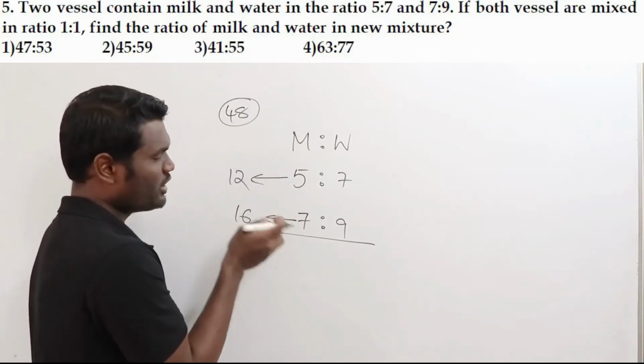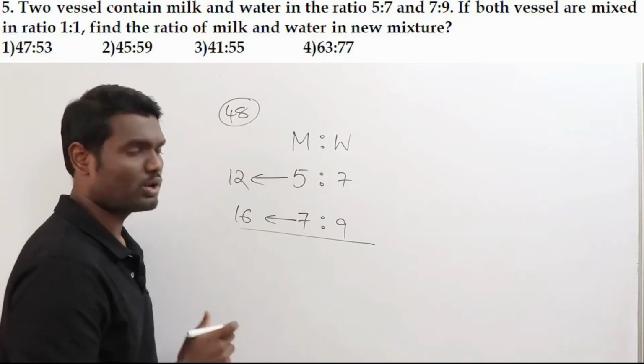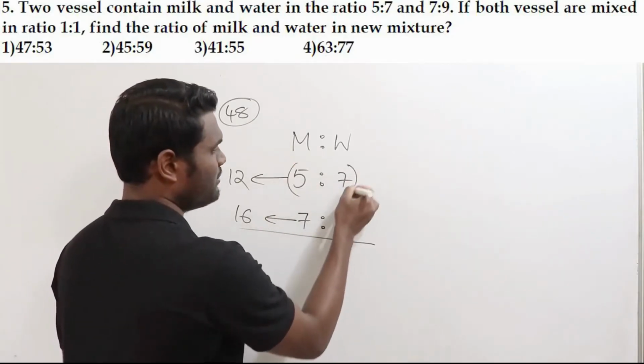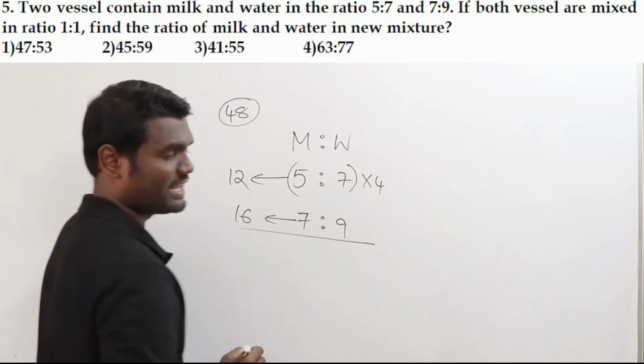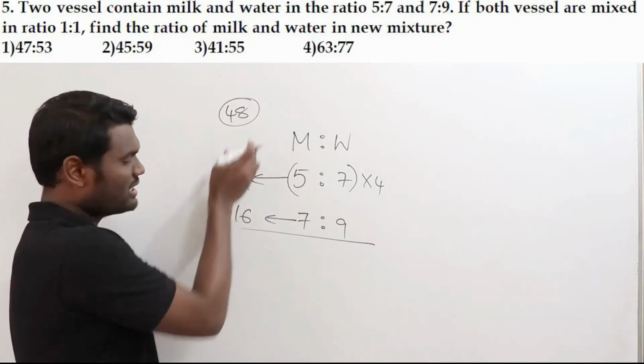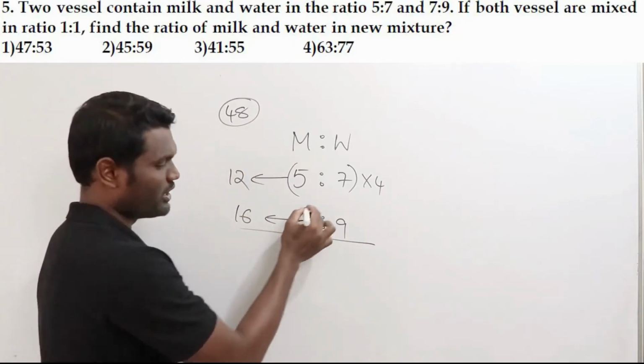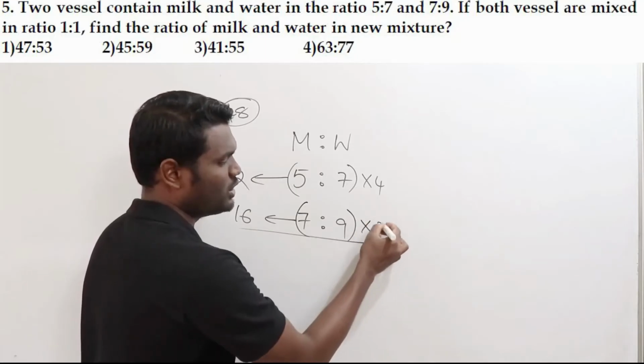So if you take LCM as 48, 12 how many times 48? 12 4 times it will be 48. So this will be into 4. Next, in the similar way, 16 how many times 48? 16 3 times 48. Now this will be 7:9 into 3.